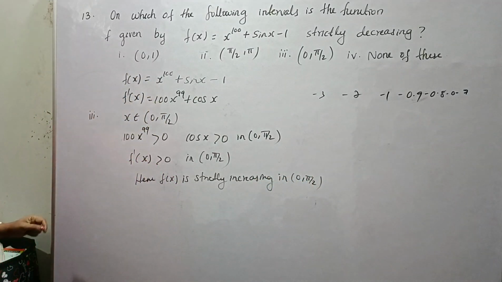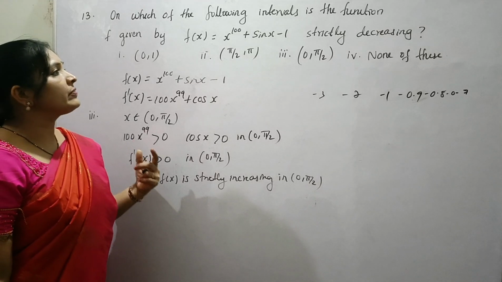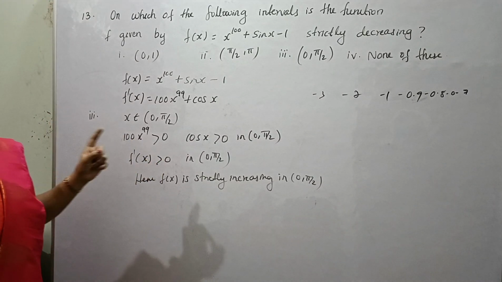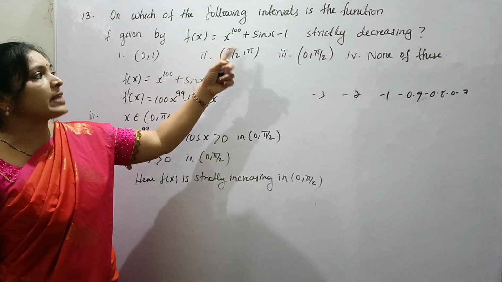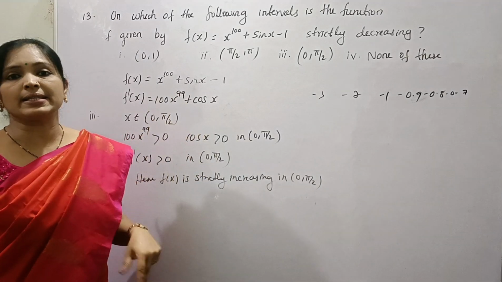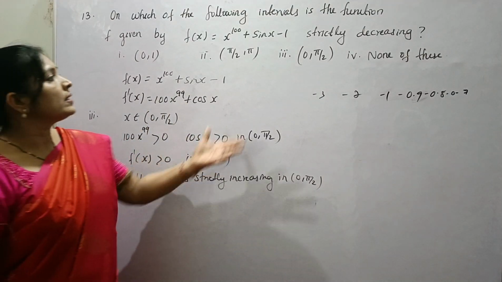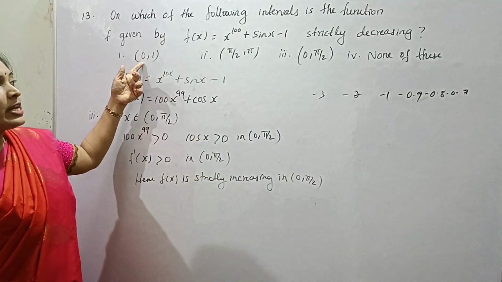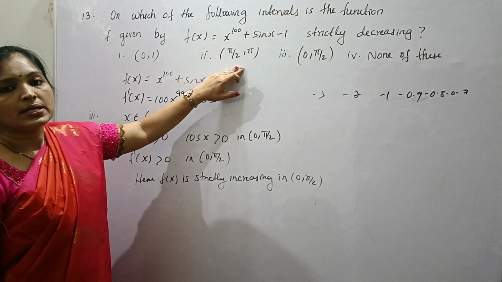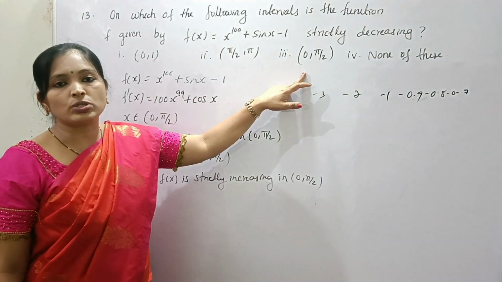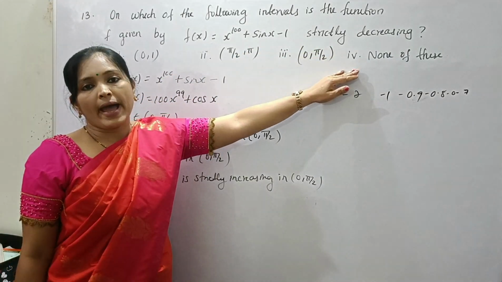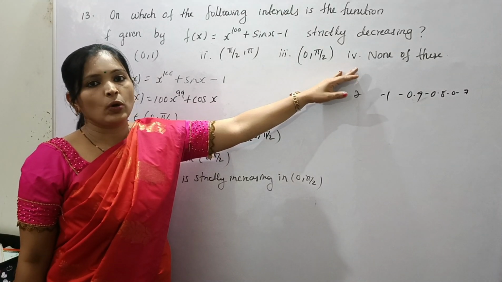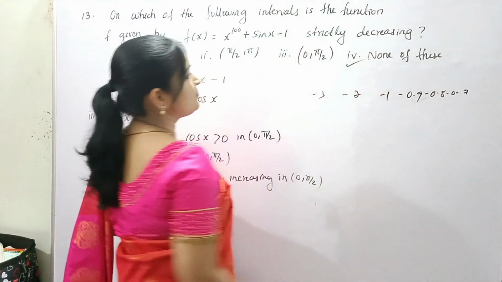So, what was our question? On which of the following intervals is the function f given by f of x is equal to x raised to 100 plus sin x minus 1 strictly decreasing? So here in the first interval the function is increasing, the second also increasing, the third also strictly increasing. So the answer is none of these.